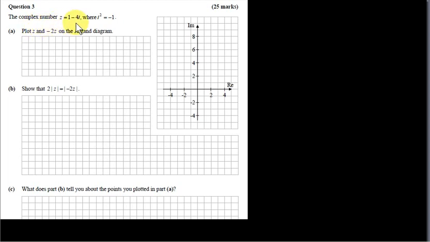The complex number z equals 1 minus 4i, where i squared is minus 1, of course. Plot z and minus 2z on the Argand diagram. The real part of z is plus 1, which is here. The imaginary part is minus 4, which is here. So the complex number 1 minus 4i is this point here.